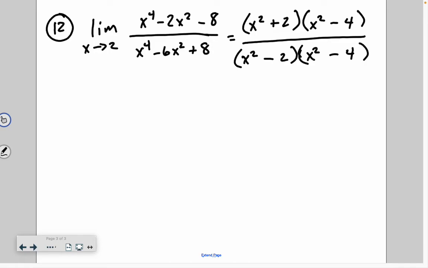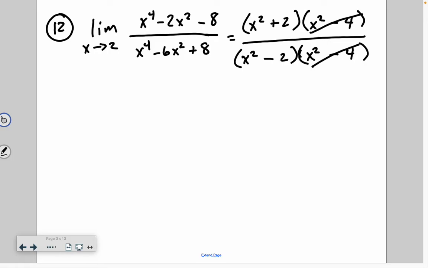And oh, look at that. We have a common factor that we can now cancel out. x squared minus 4, x squared minus 4, those go away. And what's left, we can now substitute in directly and get our answer for the limit. Okay? The x squared minus 4 will cancel out.